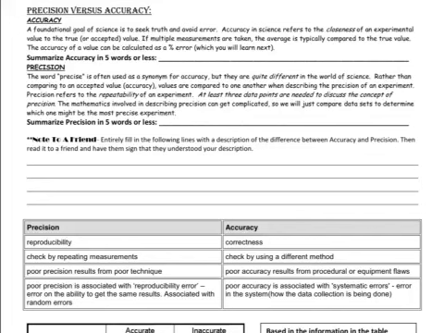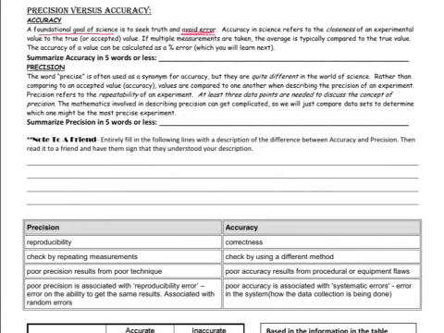Welcome. Today we are going to talk about precision versus accuracy. So with accuracy, this is a foundational goal of science. It is to seek truth and avoid error. That's a big one. We want to avoid creating error, because if we have error, it's hard for us to say we are finding truth.